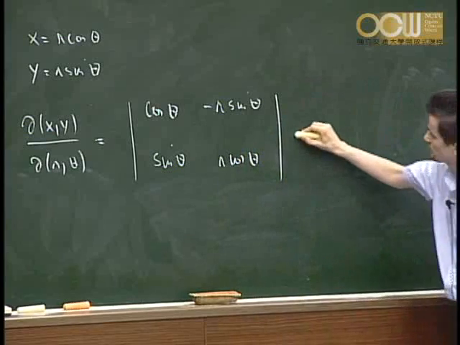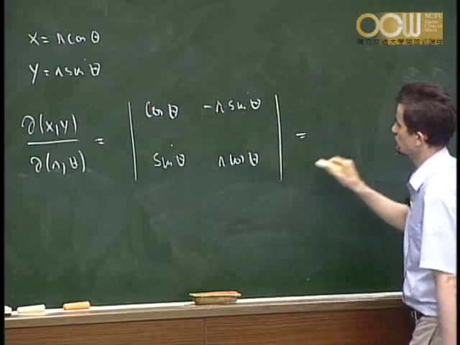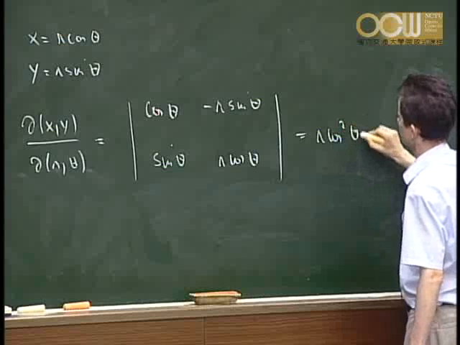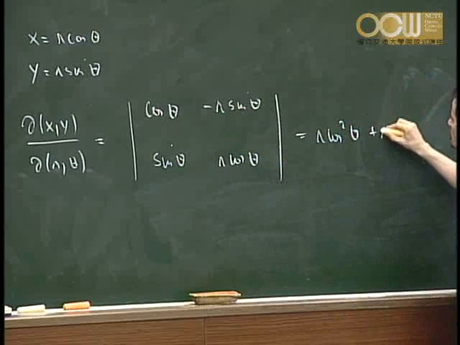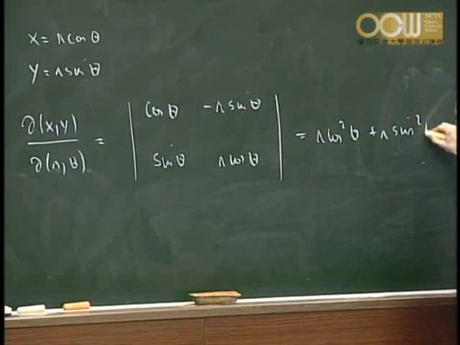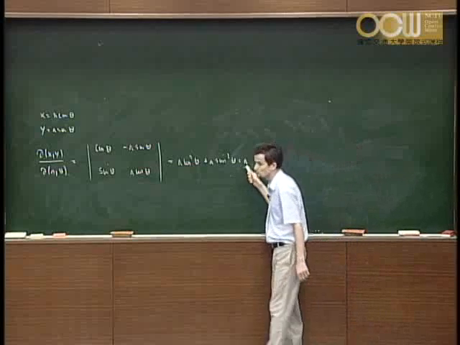Okay, so you see that the determinant is, you multiply those two, so r times the cosine squared of theta plus r times the sine squared of theta, which is r. And this explains why we have to choose r.